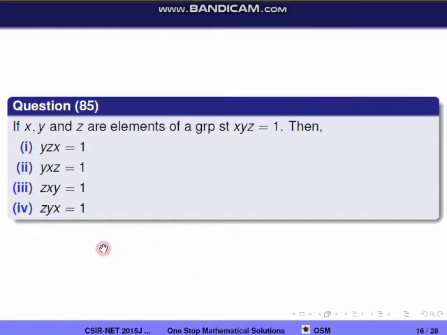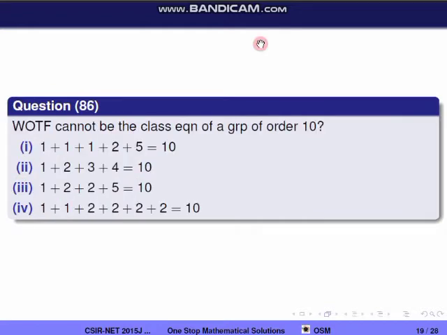So the correct options are 1 and 3. Next question, question 86. Which of the following cannot be the class equation of a group of order 10? So we need to find which of the options are not a class equation.